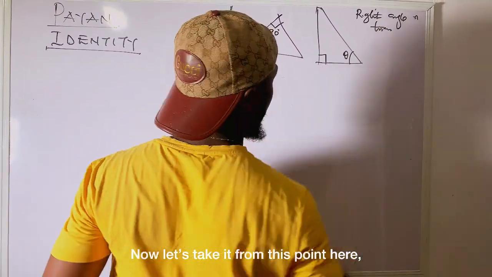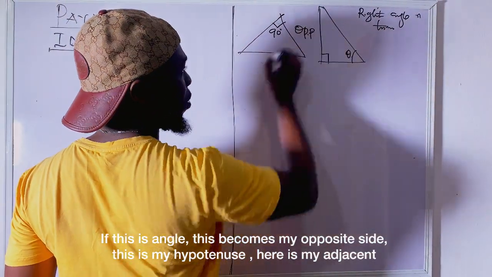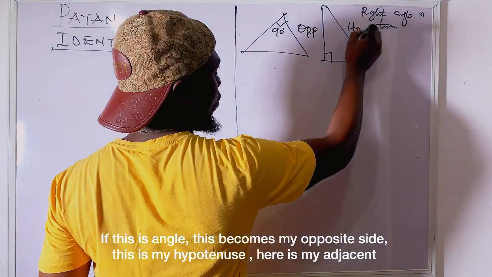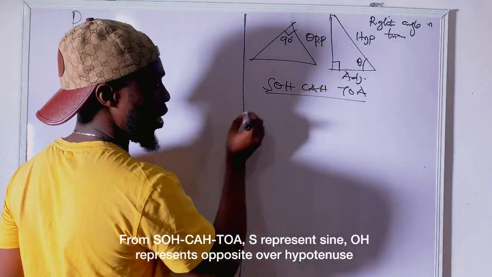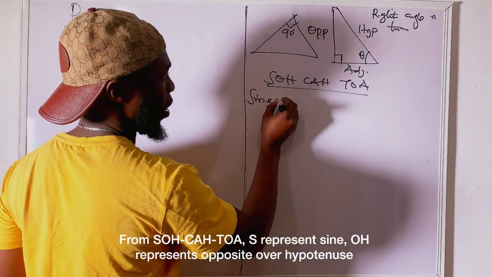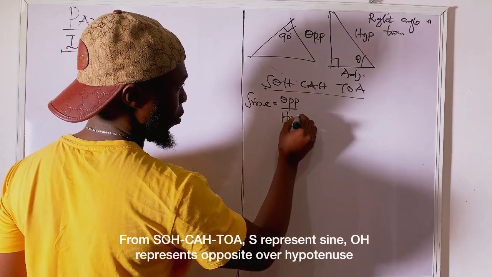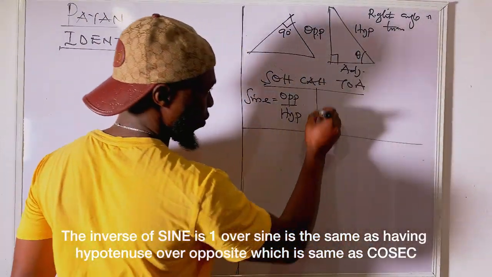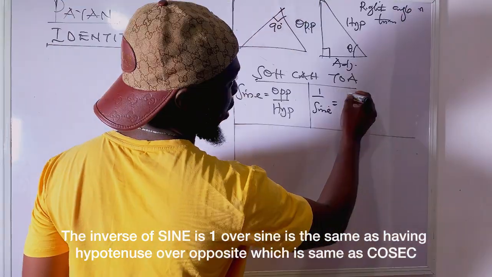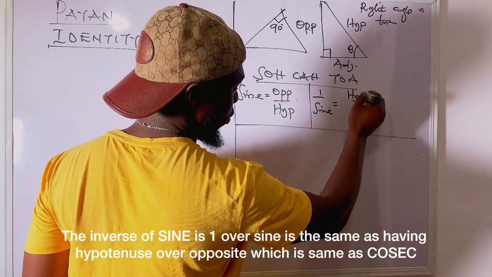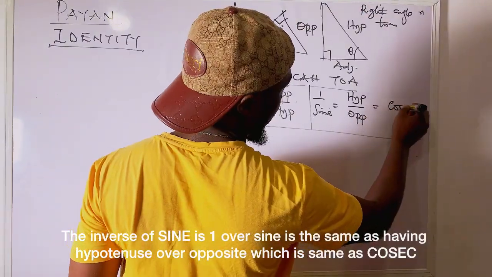Now let's take it from this point here. If this is the angle here, this becomes my opposite side. This is my hypotenuse. Here is my adjacent. Sine is opposite over hypotenuse. And the inverse of sine, one over sine, is hypotenuse over opposite, same as having cosec.